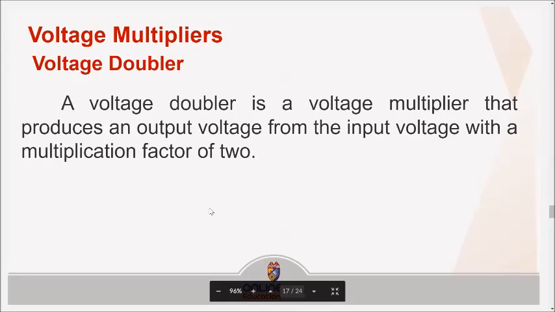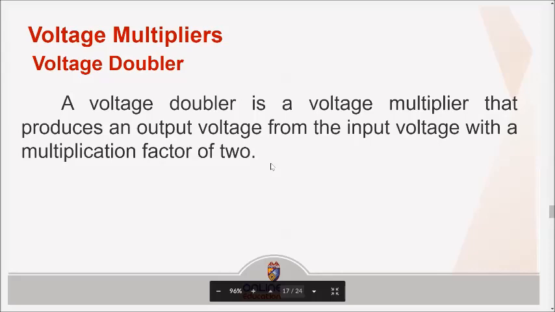Okay? Nagpo-produce siya ng output voltage from the input voltage with a multiplication factor of 2. For example, ang input natin is 5 volts. Then magiging 10 volts siya, times 2 lang siya. Ito yung voltage doubler. Okay, what's next?